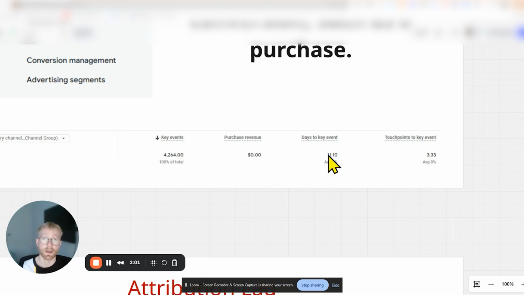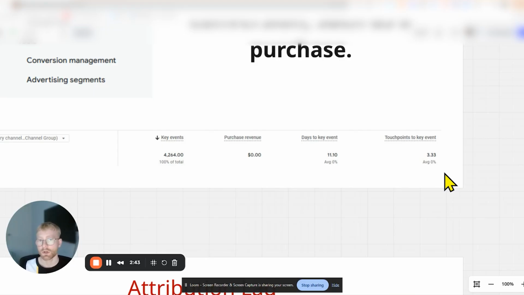So this is basically telling us that it takes more or less 11 days for someone to take a key action on this particular business's website from the first time they interact or see an ad from this business. Or it takes roughly 3 touch points, so them clicking on an ad and interacting with your ads across different channels around 3 times before they then take action, or convert. So this is what attribution lag is.